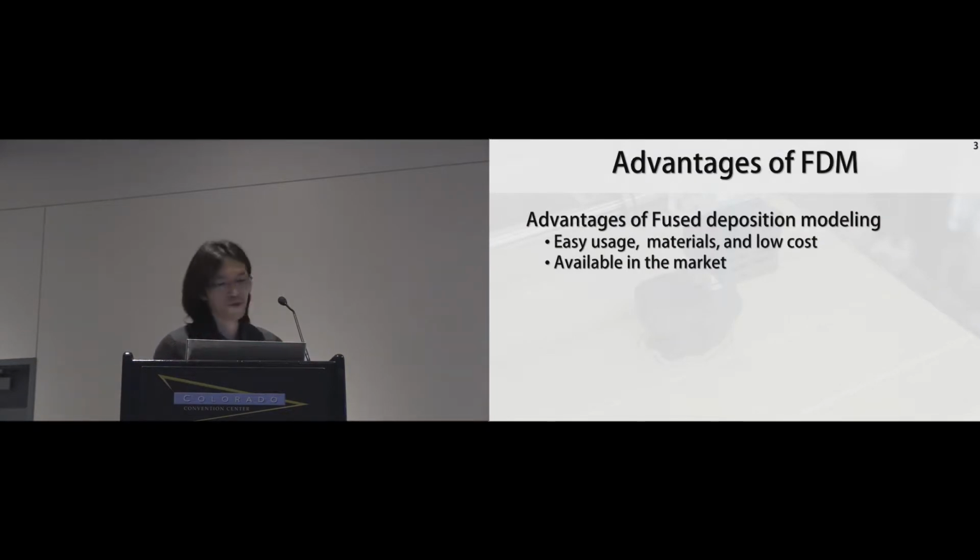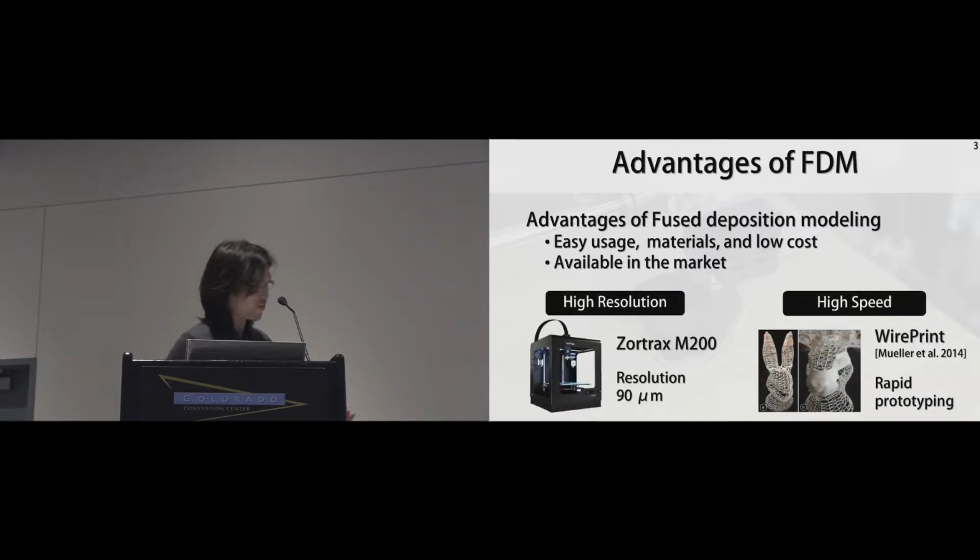Because of this simple mechanism, FDM printers have several advantages: ease of use, available material, and low cost. Today, FDM is available in the market. Basically, it is said that FDM is not so high resolution and not so high speed, but in recent years, high resolution FDM and high speed printing techniques have appeared. For example, the Zortrax M200 allows us to print with 90 micrometer resolution. And on the right side, a wireprint technique allows us to rapidly print a wireframe object to preview.